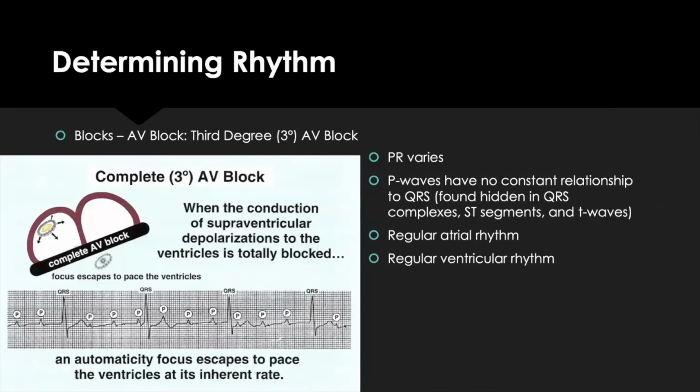The third degree AV block is characterized by varied PR intervals, and the P waves kind of have a mind of their own with this third degree AV block. They have no consistent relationship to the QRS wave. So sometimes they'll be in T waves, sometimes they'll be in the QRS waves. It doesn't appear that they are constant with the QRS waves.